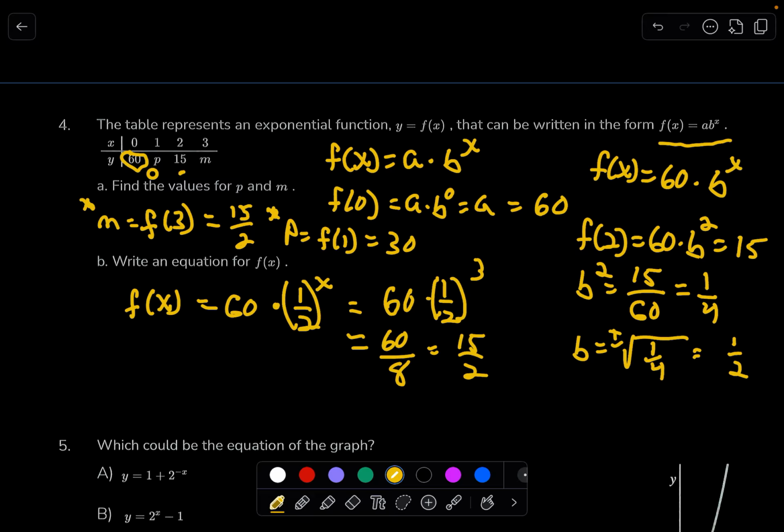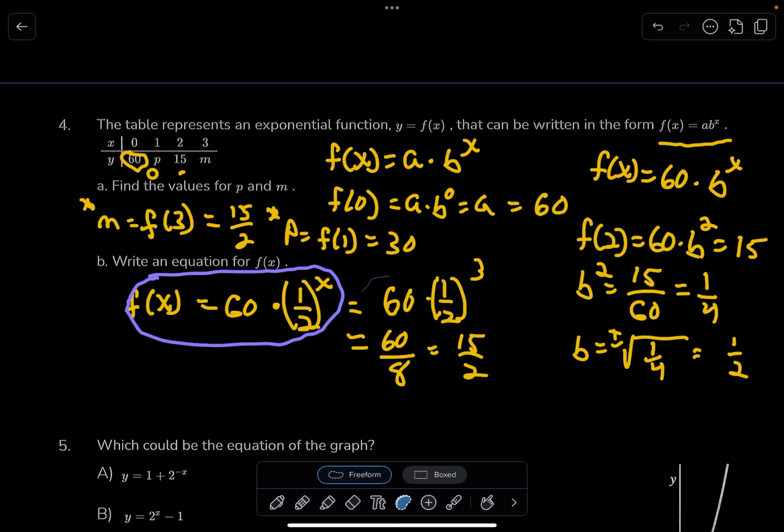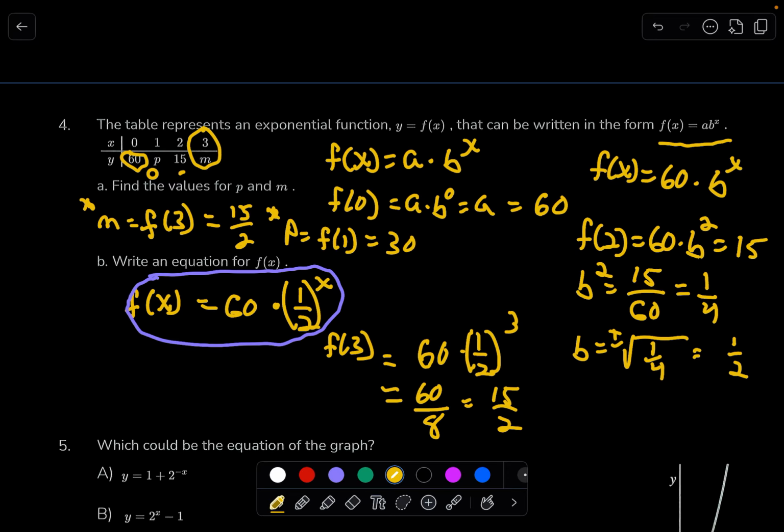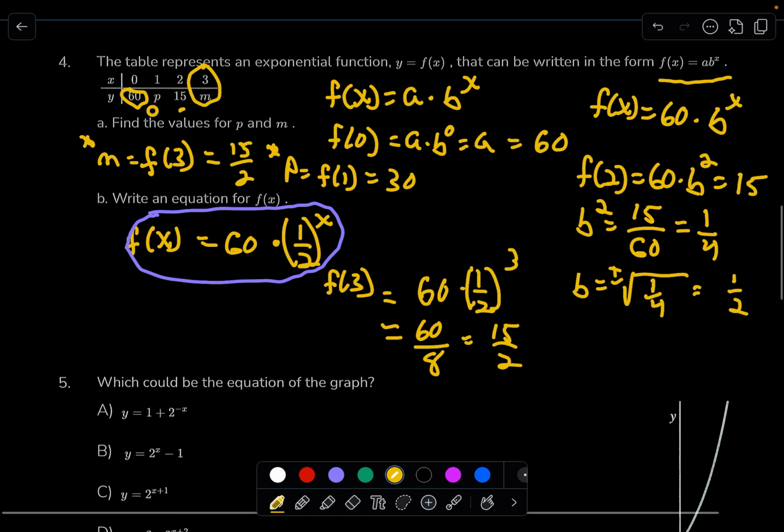All right, and write the equation. This right here is the equation. This was the equation evaluated at x equals 3. So this is actually f of 3 to find m. Okay? So, now moving on.